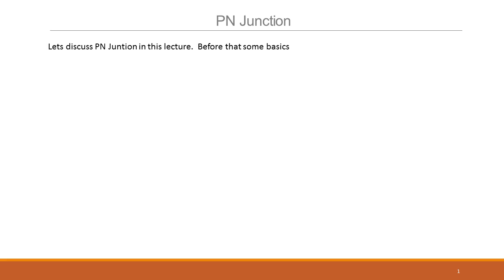So let's start discussing the PN junction in this lecture. Before that, let's just go through some basics. Let's take a semiconductor and dope it with an atom which has 3 electrons in the outer shell. Silicon has 4, so this dopant atom has 3. So it is actually one short to form the covalent bond. This type of semiconductor is a p-type semiconductor. Boron is an example.